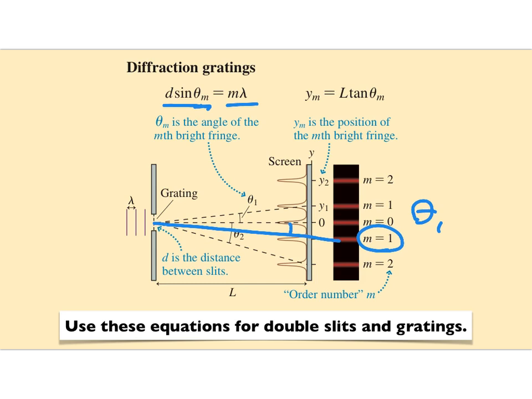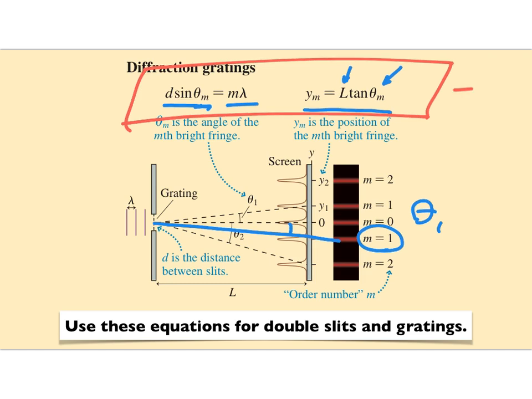The position, or the distance from the center of the pattern to the mth fringe, is given by this relationship right here. y_m, the distance of the mth fringe, is equal to L, the distance to the screen, times the tangent of theta m. Now I want you to know, in the book, there are different sets of equations for double slit patterns and diffraction patterns from gratings. Don't worry about the double slit equations, just use the ones right here. This set of equations will work for double slits, it will work for diffraction gratings. It's going to work for everything. So just use these equations here. Don't worry about the double slit equations.